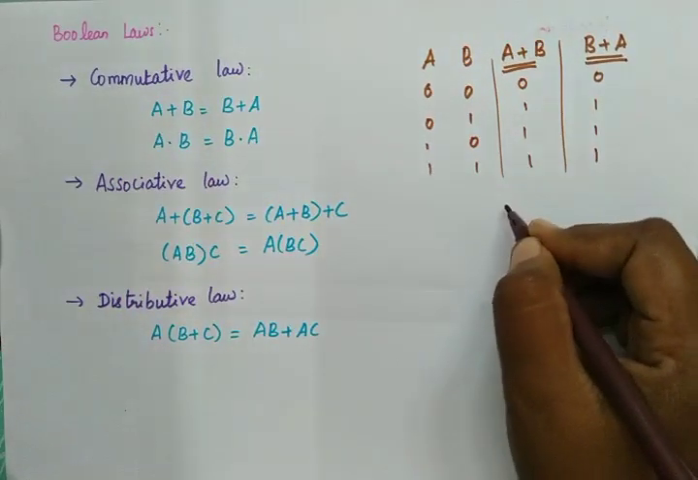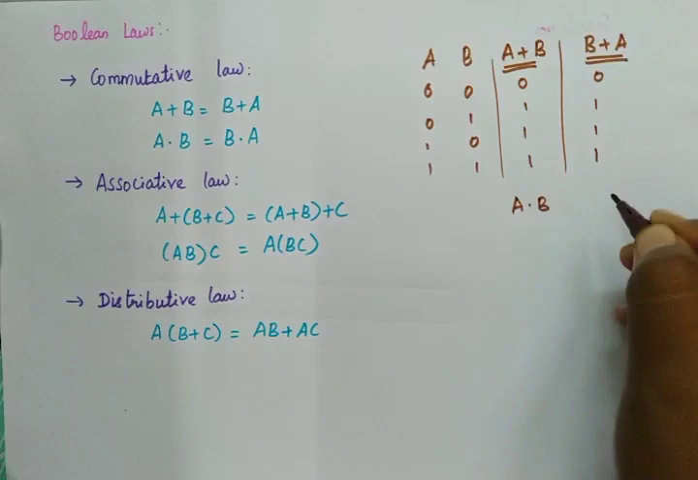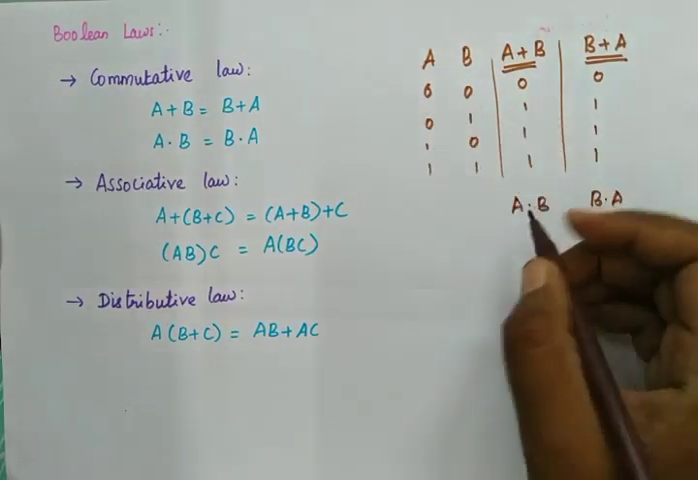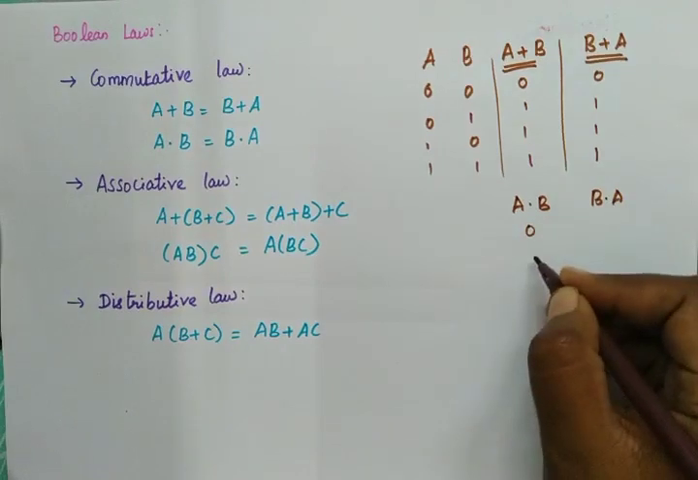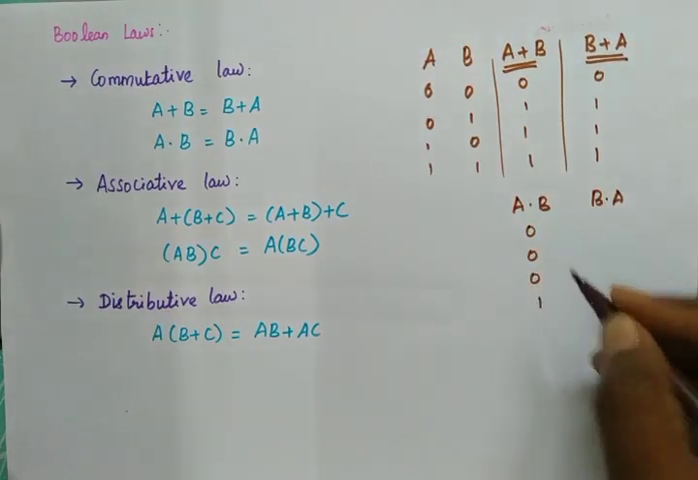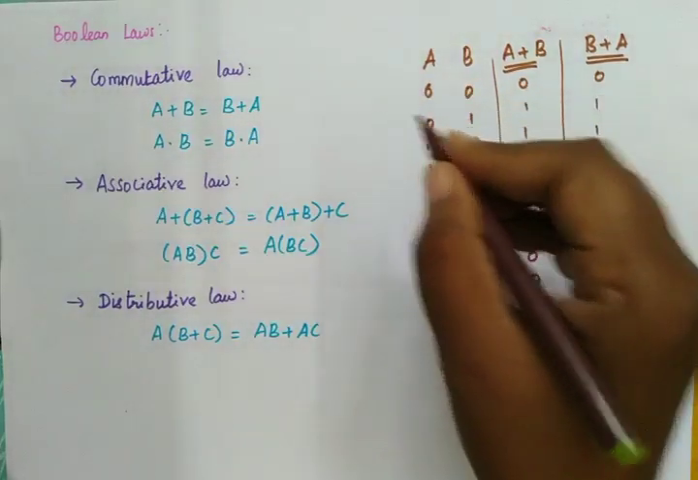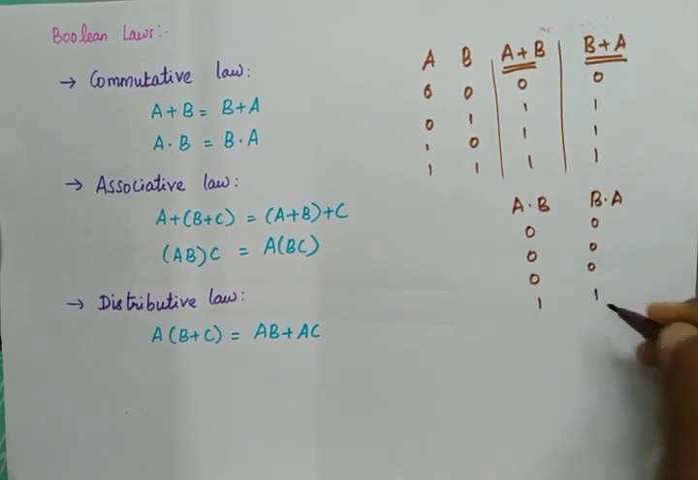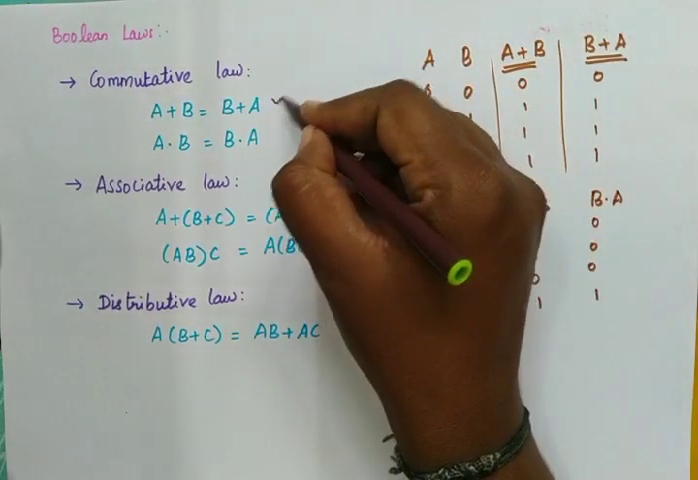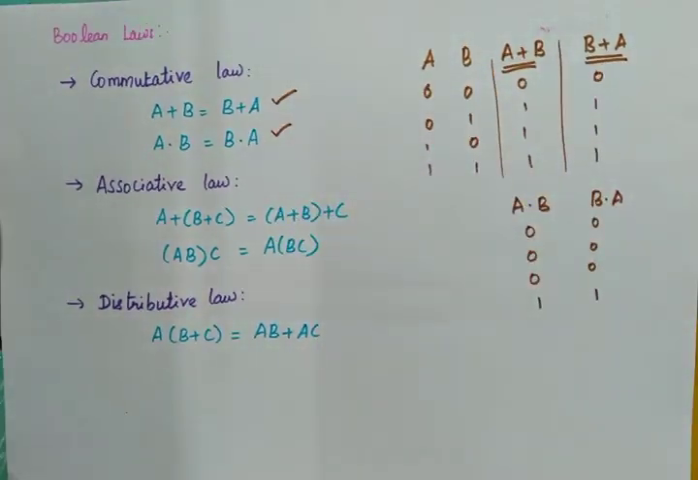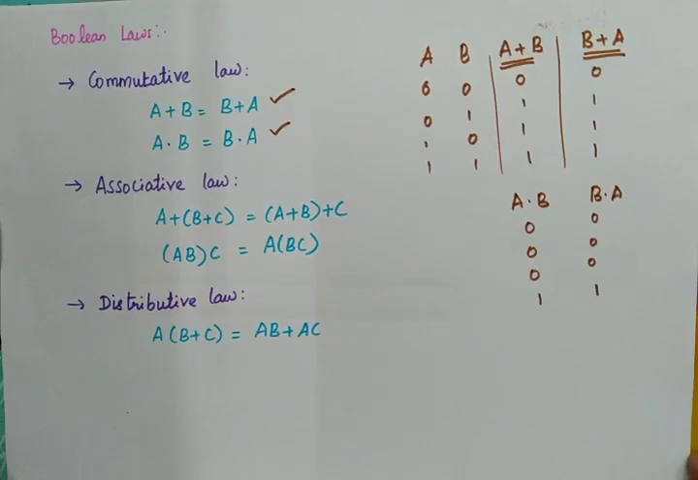Likewise, we can prove a dot b is equal to b dot a. Again here we have a, b. 0 into 0 will be 0. 0 into 1 is 0. 1 into 0, 0. 1 into 1 is 1. And again here b dot a will have the same values 0, 0, 0, 1. So from this we can say a plus b is equal to b plus a and a dot b is equal to b dot a. This is commutative law. Then next is associative law.